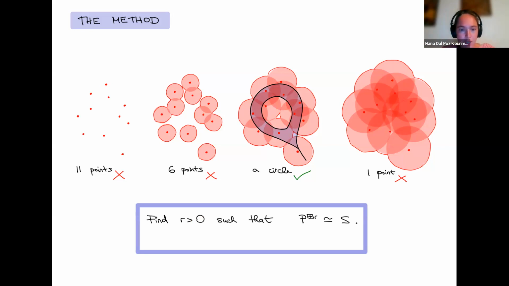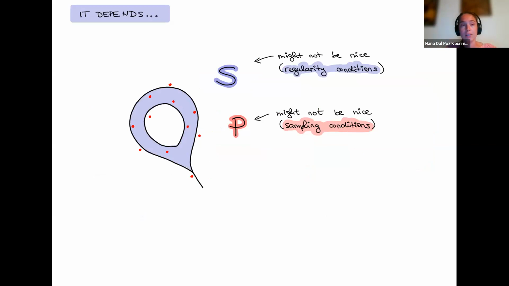So the task of today is, well, if you have these two sets, the set S and the point cloud P, find a radius R such that the R offset of P recovers the homotopy of S, and more concretely, does such radius R always exist? Well, the short answer is it depends, and it actually depends on two sets of parameters, let's say. It depends on the set S itself, and then it depends on how good is your sample.